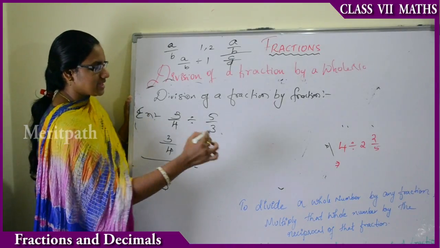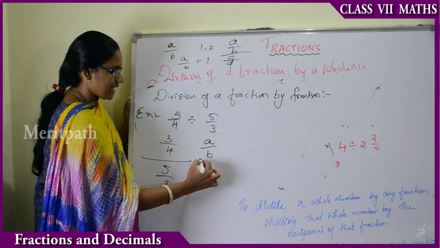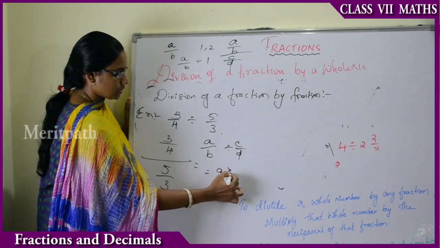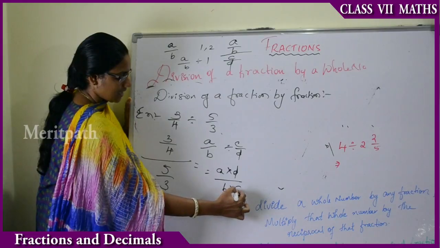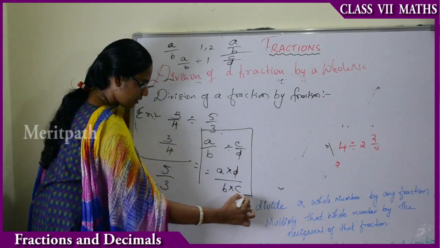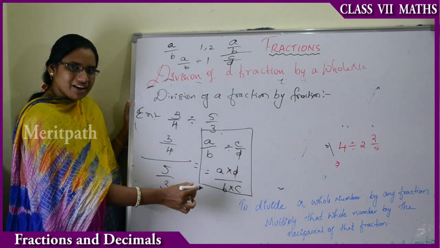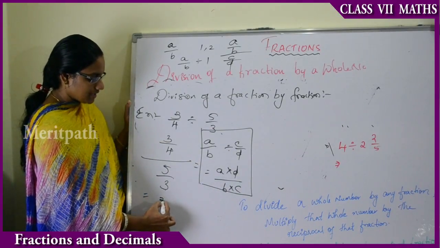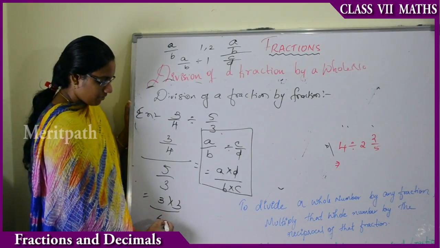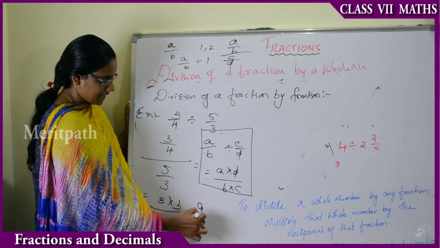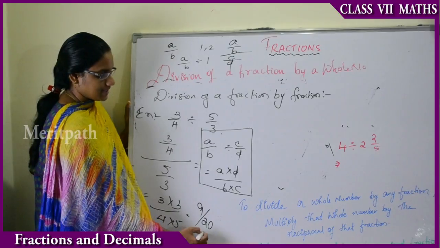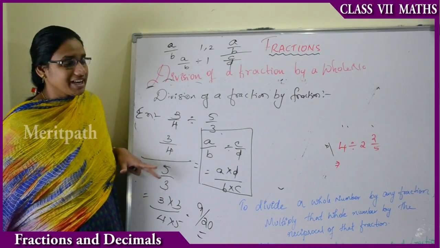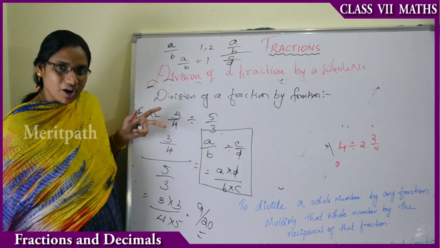It is simple. Previously I have given one formula, that is a by b divided by c by d. It gives us a into d by b into c. This is the formula we have to remember in order to divide the fractions. Now see here, we will be getting the answer, what is 3 into 3 by 4 into 5. That is 3 3s are 9 by 4 5s are 20. This is the answer. Hope you are clear with how to divide a fraction with a fraction and how to divide a fraction with a whole number, right?